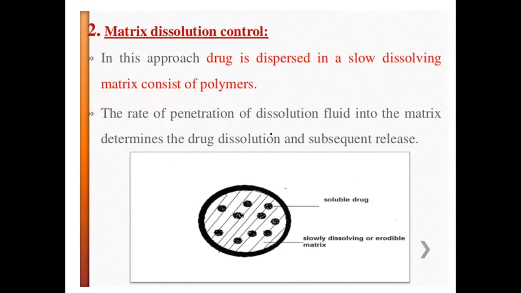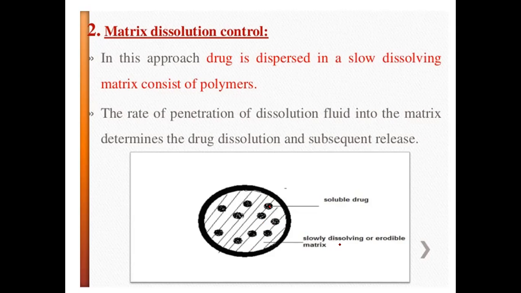So these are the systems where the drug is uniformly dissolved or dispersed in release retarding materials. Here we can see our soluble drug, which is dispersed. This is our drug candidate. It is dispersed in a slowly dissolving or erodible matrix or material. They can be formulated as a conventional matrix or a bilayer or trilayer matrix system.